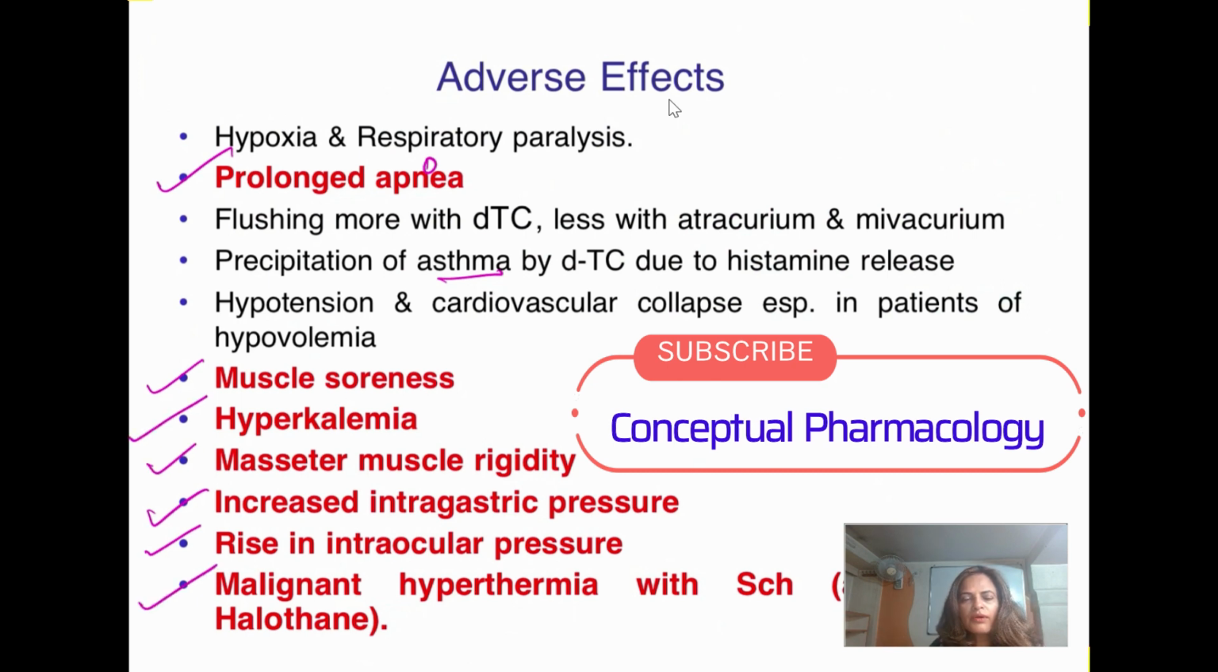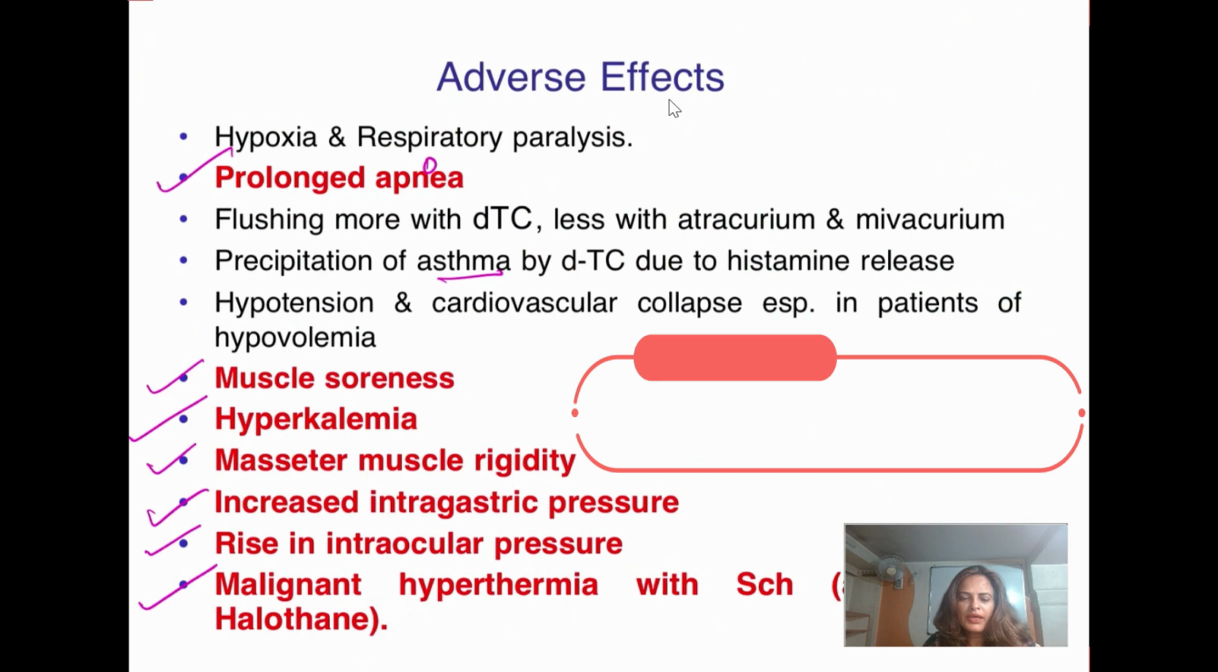So that's all about the therapeutic uses and adverse effects of the peripherally acting neuromuscular blocking agents.